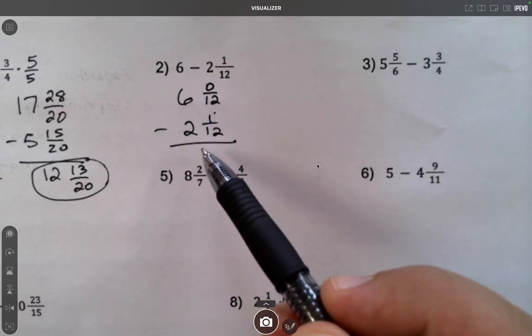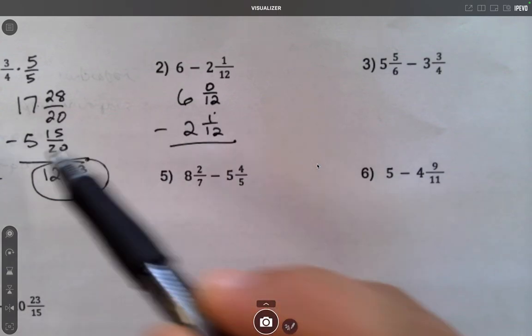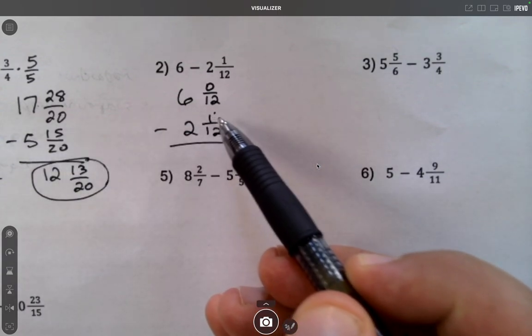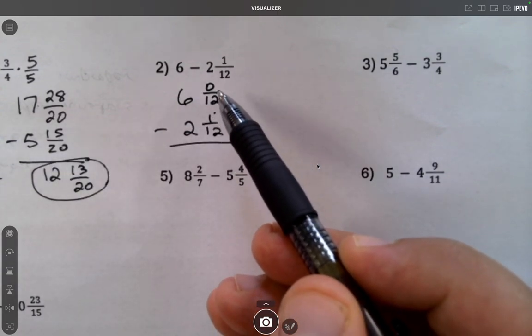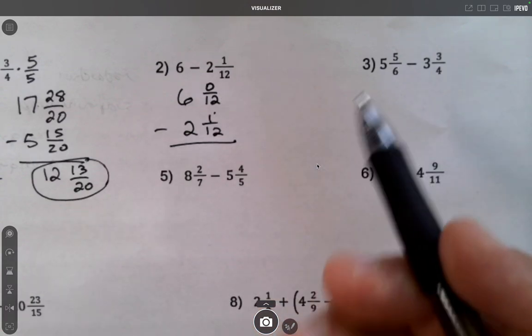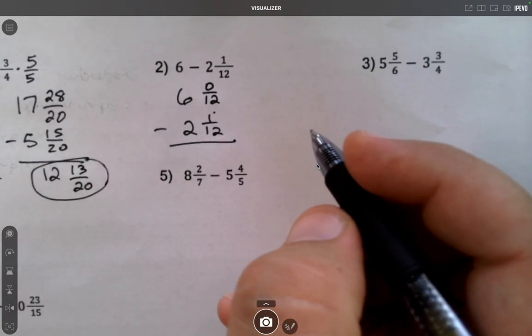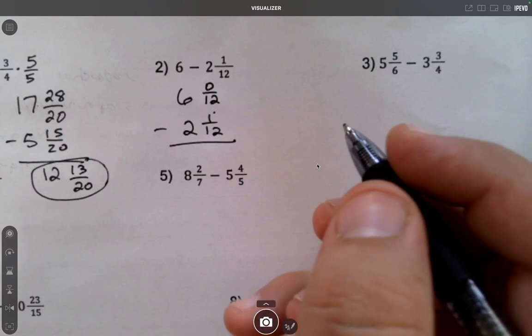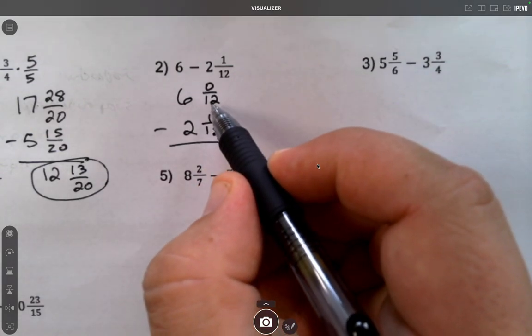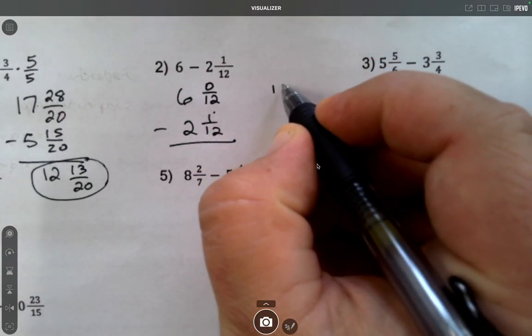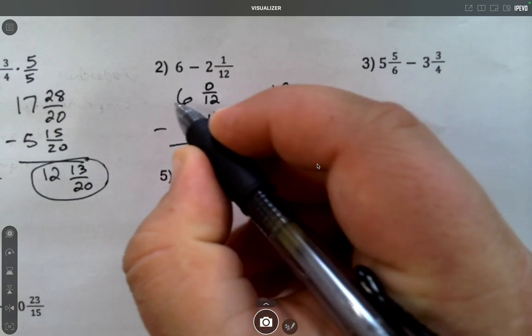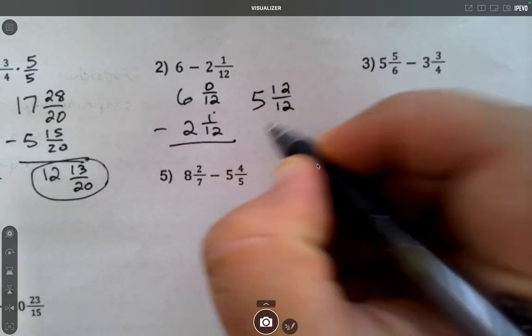So we've got it set up, but we run into the same problem we did in number 1, where this numerator, the second one, is bigger than the first numerator. So we will have to do the borrowing method again. That's where we do 12 plus 0 is 12. And we borrow 1 from the 6 and make it a 5.